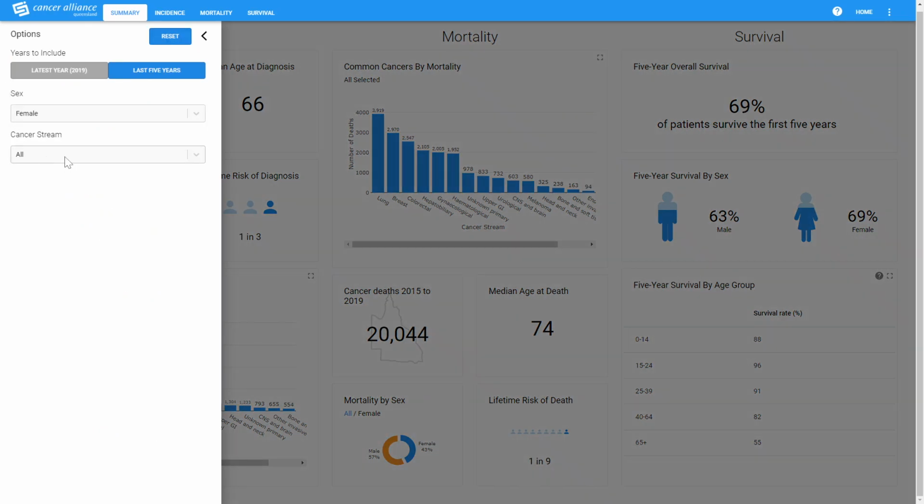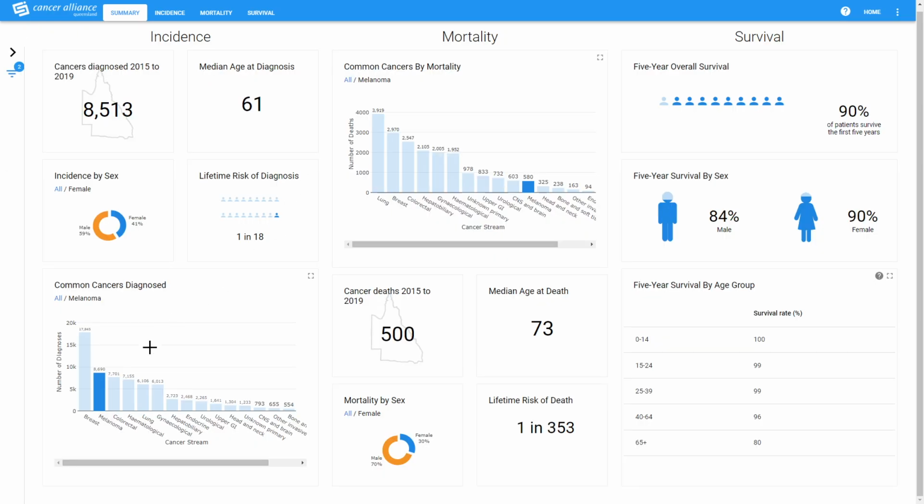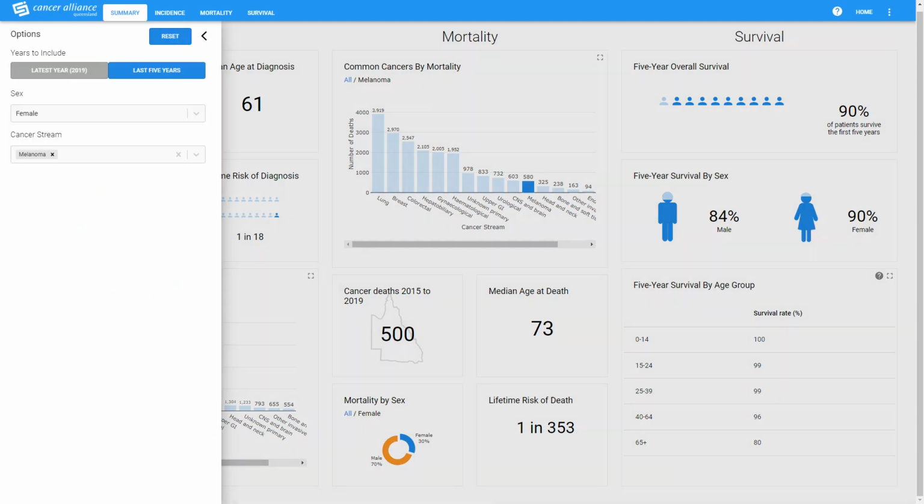And I might be interested in a specific cancer. So let's have a look and say melanoma, where I can now see that in fact melanoma is the second most common diagnosis among women in Queensland. But in fact it ranks much lower in terms of common causes of death. And that women are on average about 61 when they're diagnosed, and deaths are most commonly caused around age 73. Very small lifetime risk of death, and the lifetime risk of diagnosis is about 1 in 20 or so. You can see over that 5-year period there were about 8,500 diagnoses of melanoma and about 500 cancer deaths. So that's the filtering that's available.